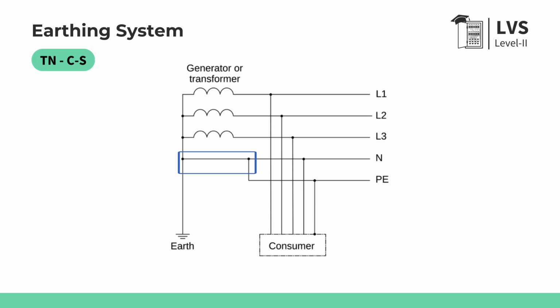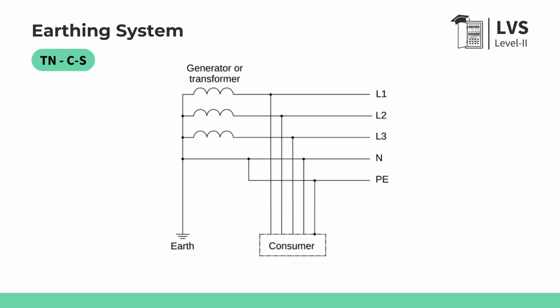The two letters that you see, C and S, mean that from the transformer to a certain point, neutral and earth are combined. That's why you see letter C. After that point, they are separated, letter S. This is called PME, protective multiple earthing. Here is the real world example.